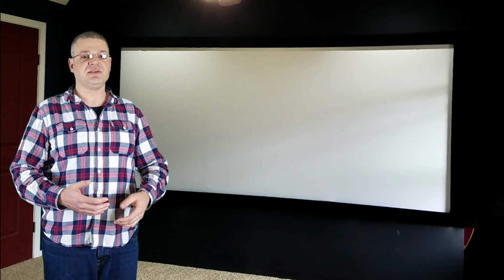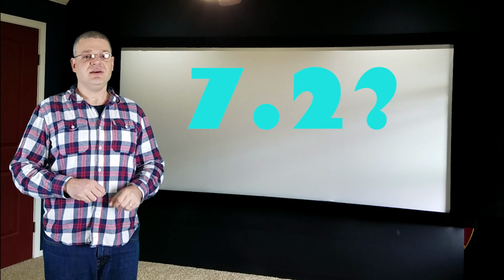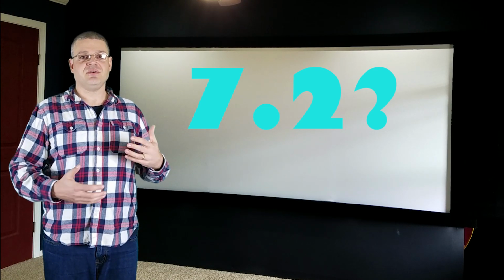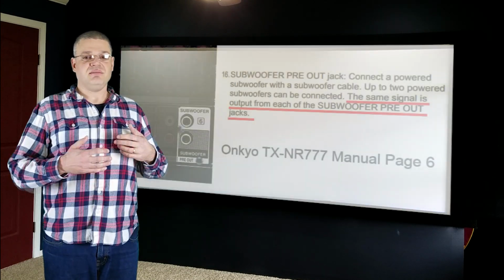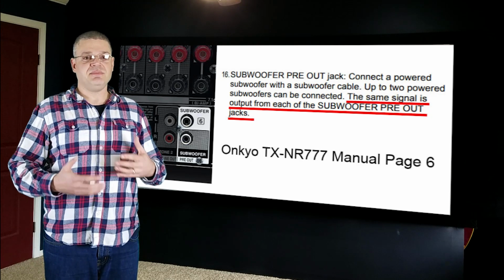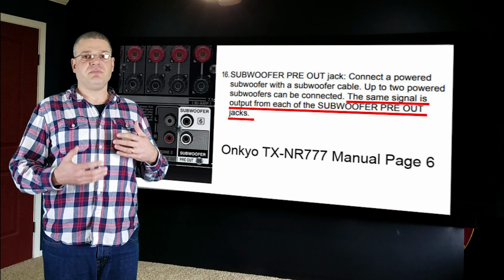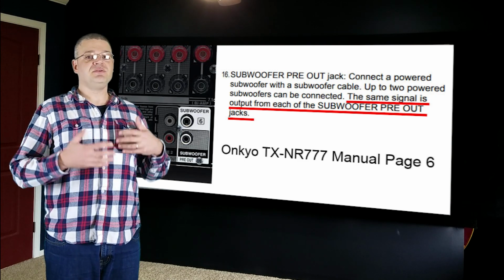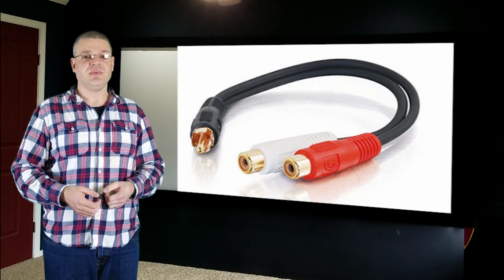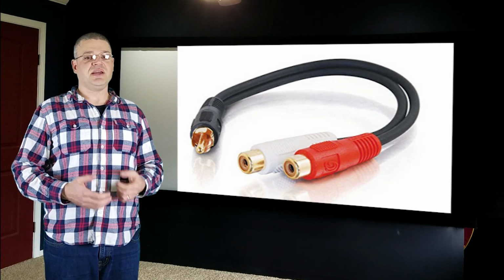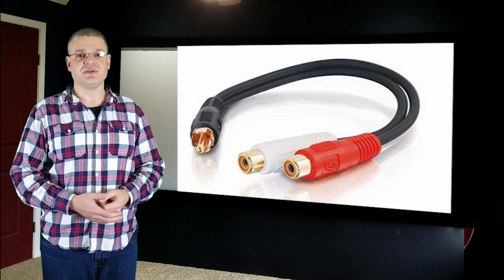Also, while we're on the topic of subwoofers, I'll mention quickly that some amplifiers advertise them as 7.2. This does not mean you have stereo subwoofer outputs. These jacks output the exact same signal from both outputs. They're just there so that you can hook up multiple powered subwoofers. However, you can do the same thing by using a Y cable. You won't be losing any volume because the amplification is done in the subwoofer itself.